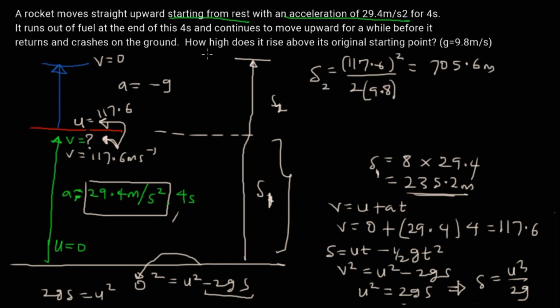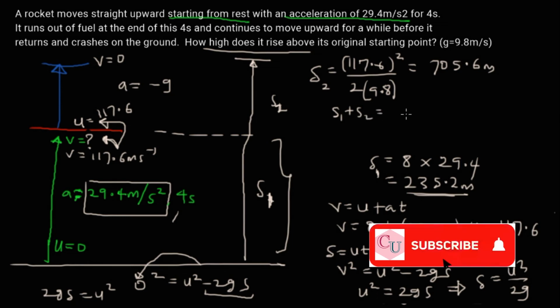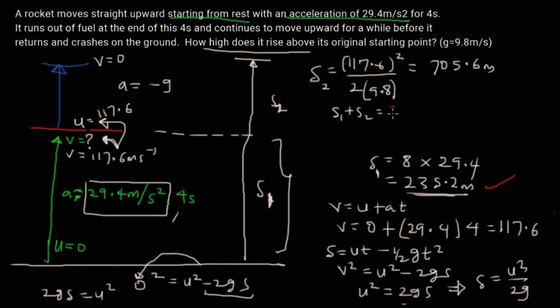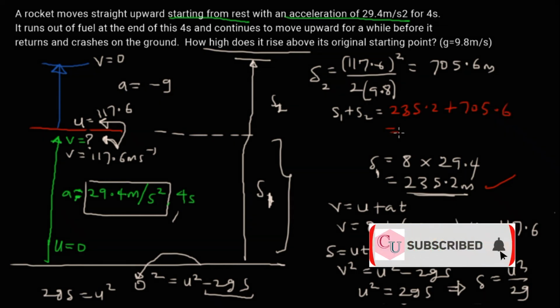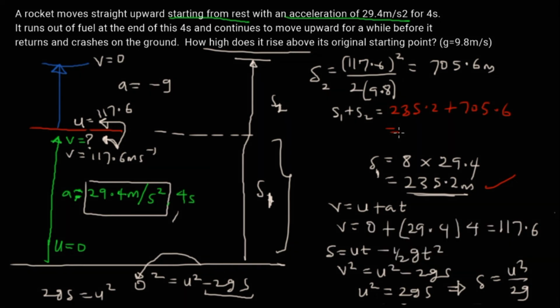So the total distance, how high it rises above its starting point, is S1 plus S2. Recall that S1 is 235.2, plus 705.6, which is equal to 940.8 meters. So that's the distance covered.